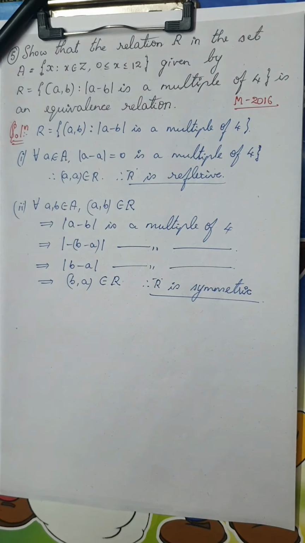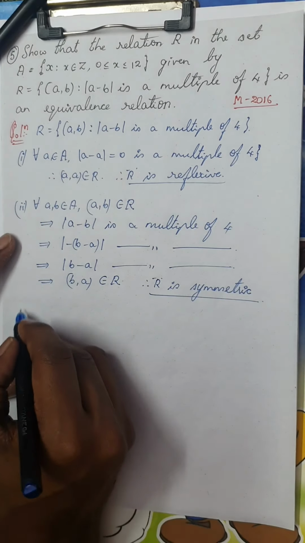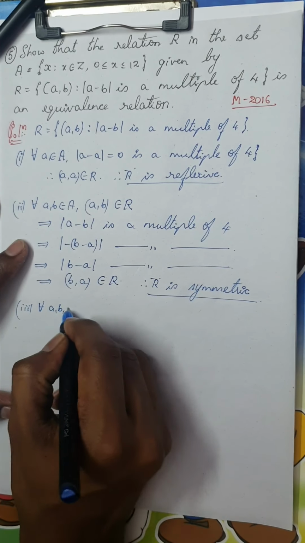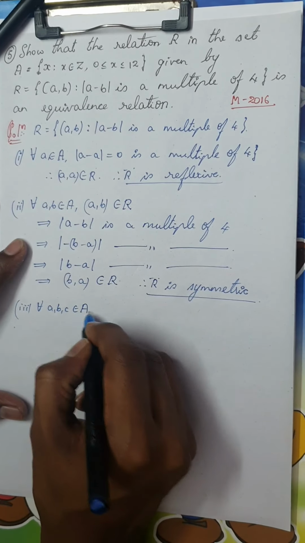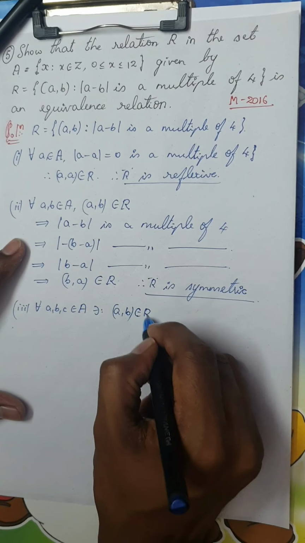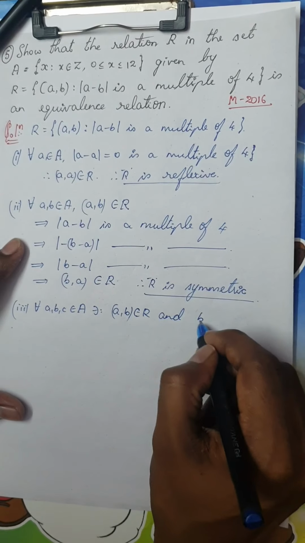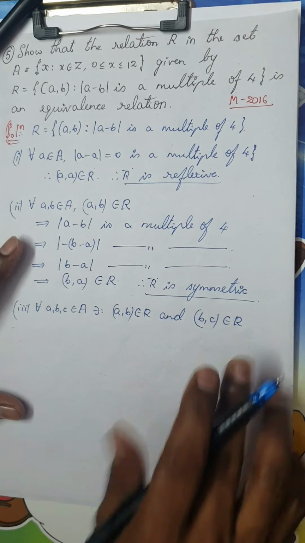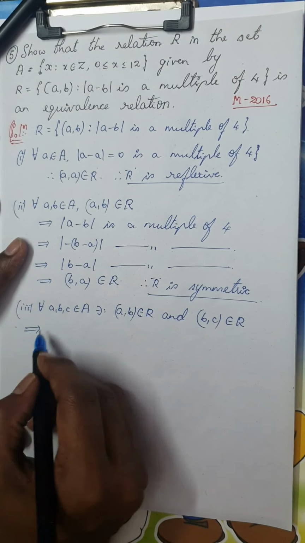Are you following, dear students? Okay, now going on to the third one. For all three elements, I'll take A, B and C which belong to A, such that (A, B) belongs to R and (B, C) belongs to R. So if I take two elements, what will I write?